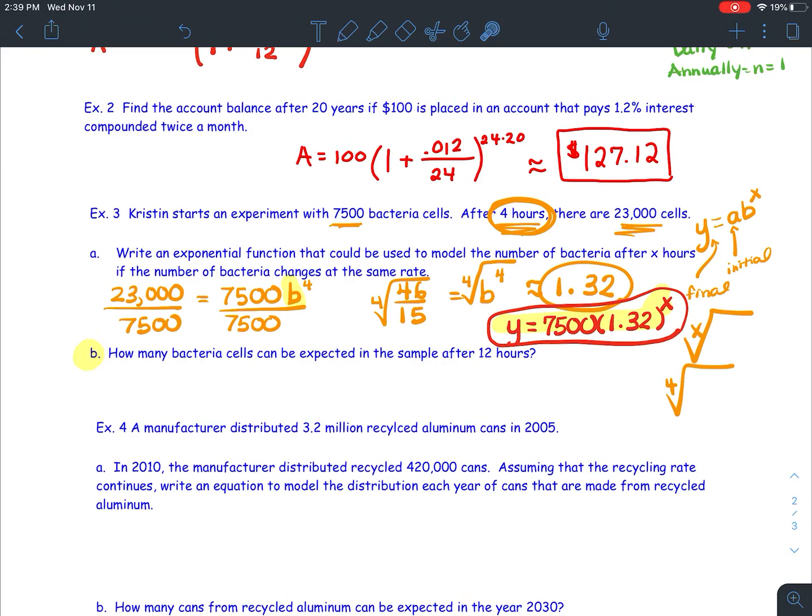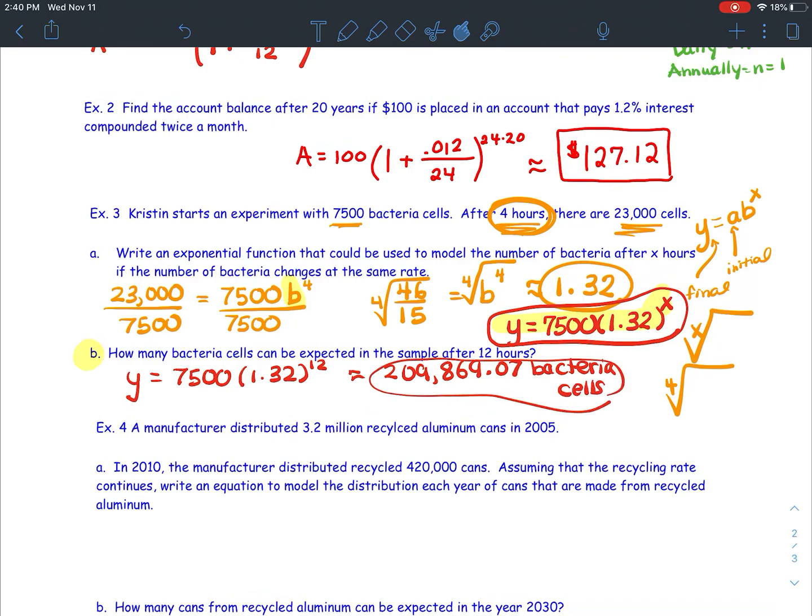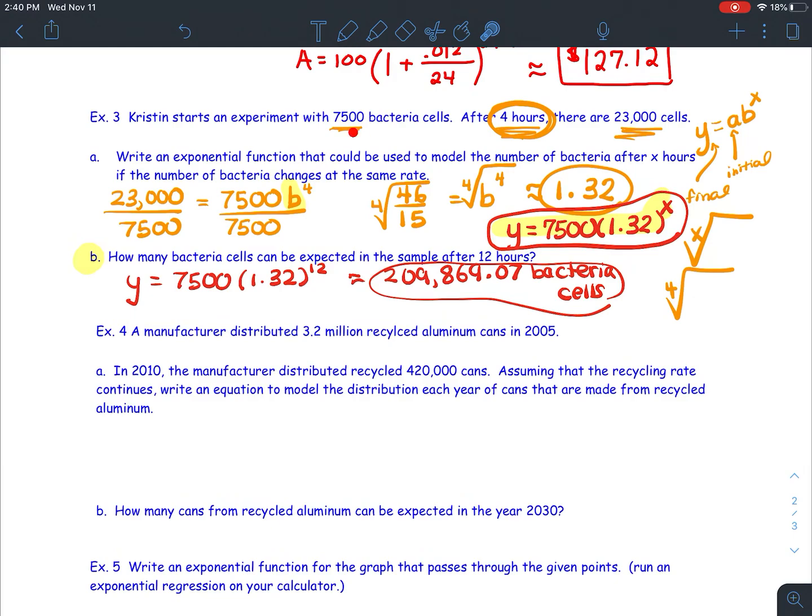Well, the exponent, my X, is representing hours, and my Y is representing the final amount. So I want to know what's the final amount after 12 hours. I'm simply going to substitute a 12 into my equation, and I'm going to get roughly 209,869.07 bacteria cells.